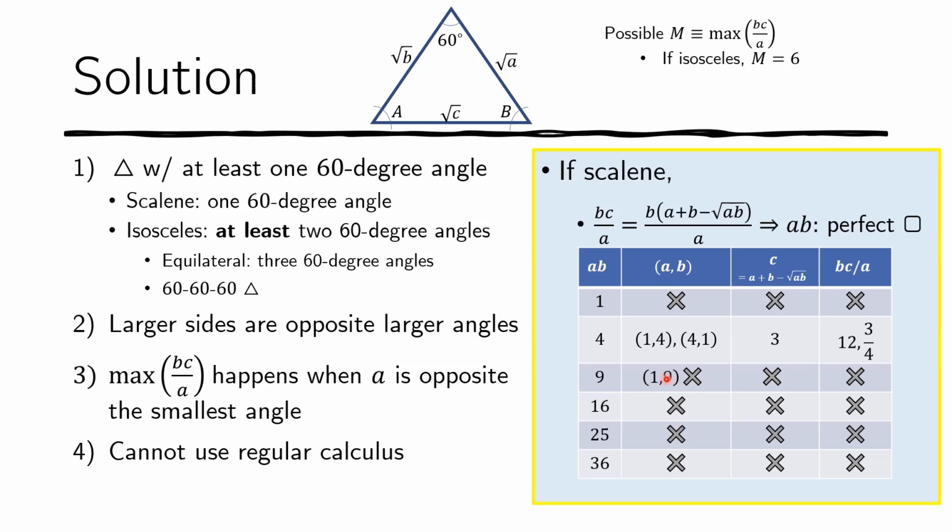Having understood that, we will know that 16, 25, and 36 will have factors 16, 25, and 36, but they will all be greater than 6, and so we don't have to consider those factors. And then also, we will not consider the factors 4 and 4 for 16, 5 and 5 for 25, and 6 and 6 for 36, because those are isosceles triangles.